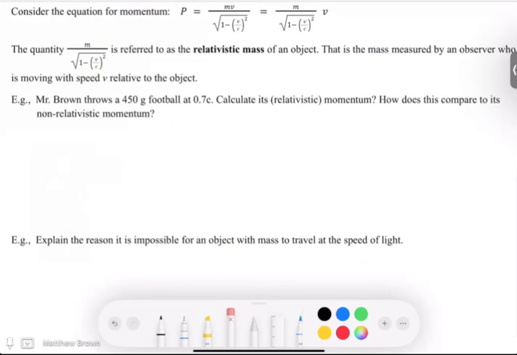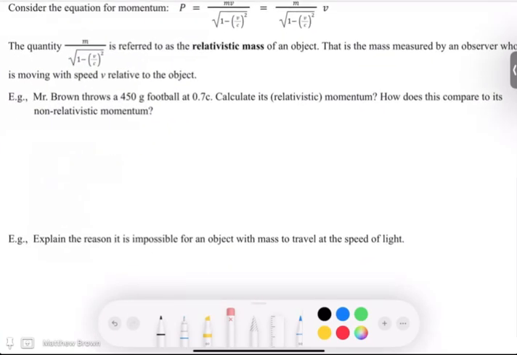So let's look at an example here. I throw a 450 gram football at 0.7 C. I don't know if you knew this, I played a little football back in the day. I think that was a typical speed. That's a joke. Calculate its relativistic momentum.